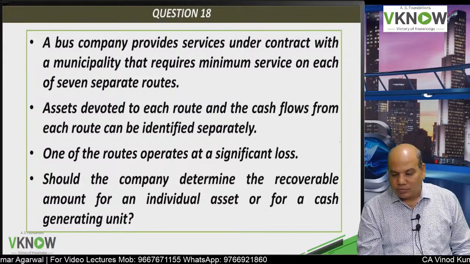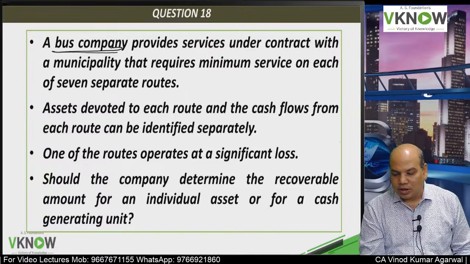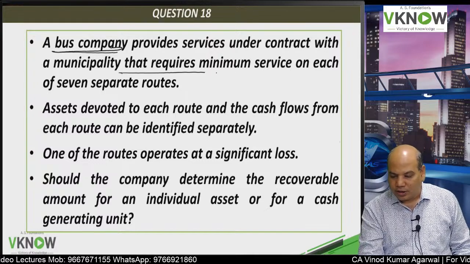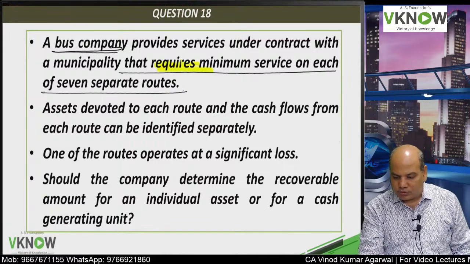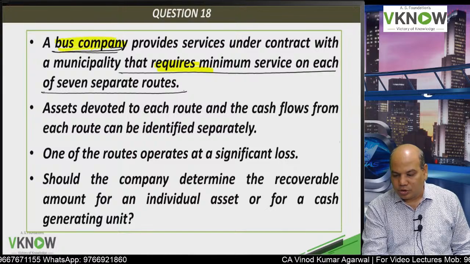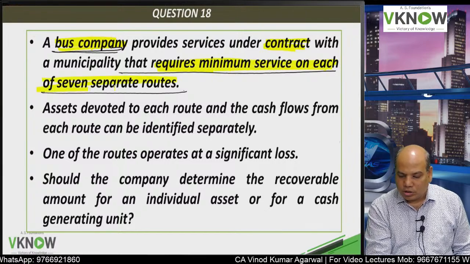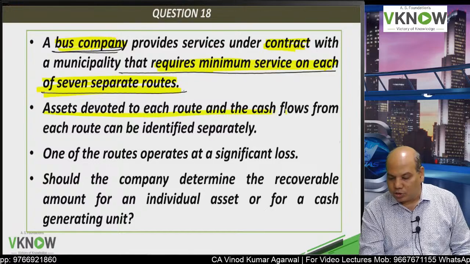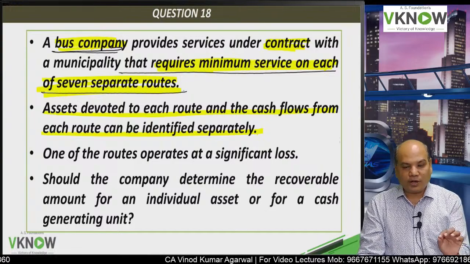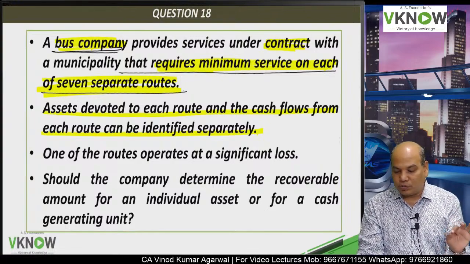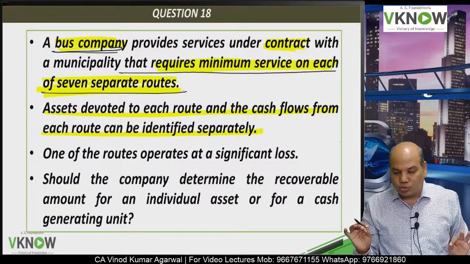A bus company provides service under contract with a municipality that requires minimum service on each of the separate routes. Important question. You will get the contract only if you provide services on all the 7 routes. Assets devoted to each route and cash flow from each route can be identified separately. You can find out which are the assets for each route, how much cash flow each route generates. Calculation of cash flow can be done separately for each route.